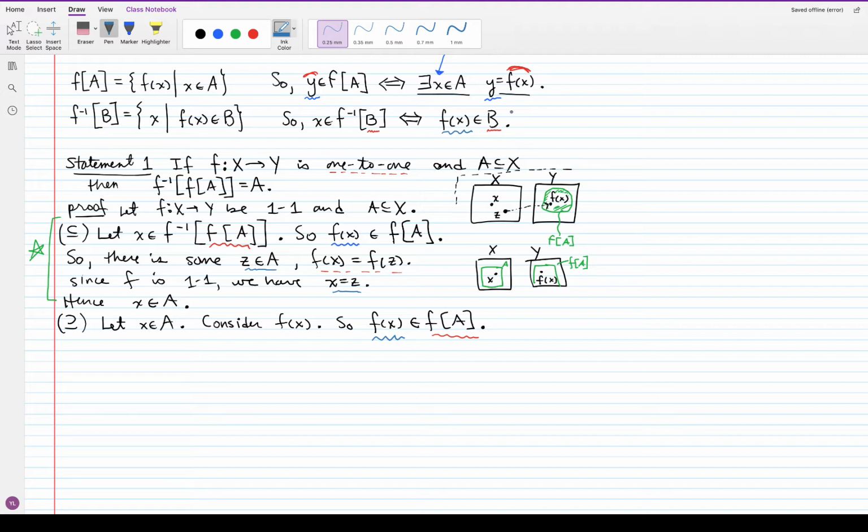Oops, I'm circling the wrong one. Oh, sorry, B. F of A is standing like B. Okay, so f of x is in B. F of A is standing for B. Okay, so these two things are synonymous. So the conclusion that I can make from this is that x is in f inverse of the red set. F inverse of B up here, f of A is standing for B.